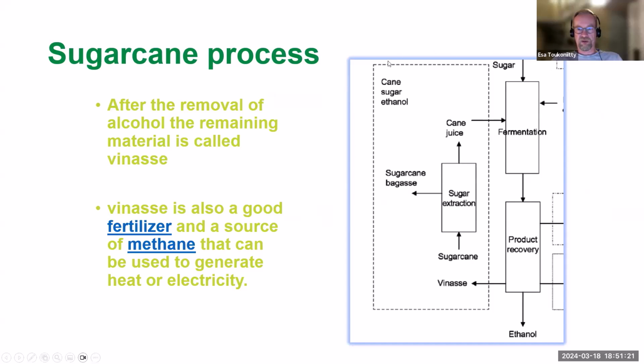This is now the whole sugarcane process picture again. Squeezing out the juice, regular fermentation and recovery. So that's removal of ethanol, and what else remains? This vinasse, and that can be used, for example, as a fertilizer, because there are other nutrients and chemicals also in the starting material. So not all is converted into ethanol.